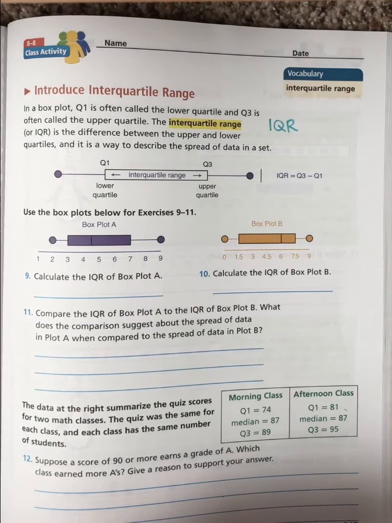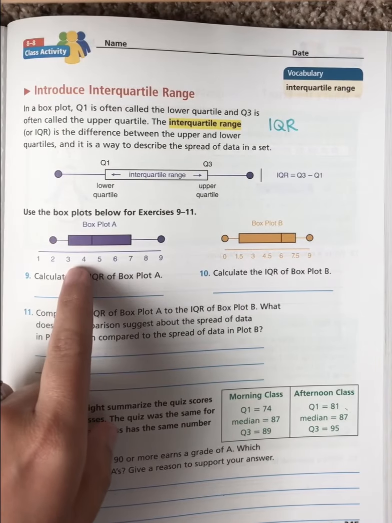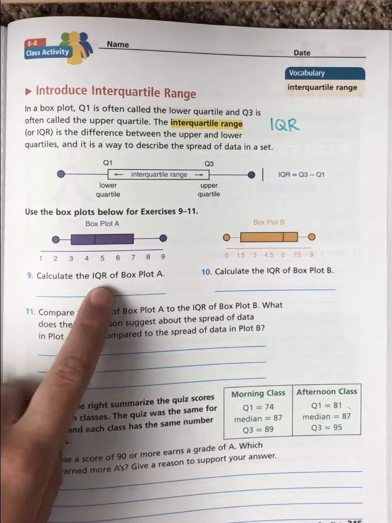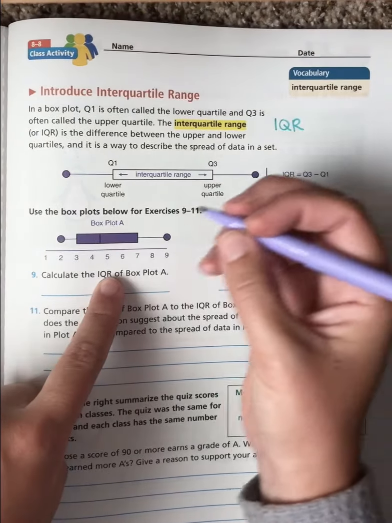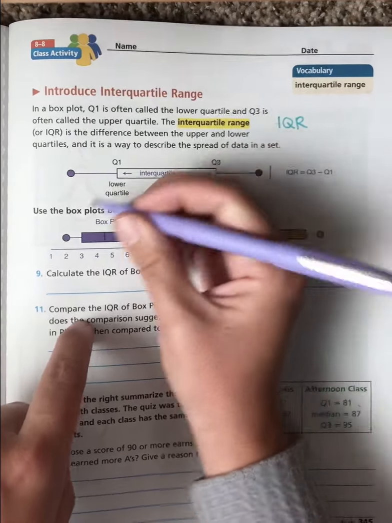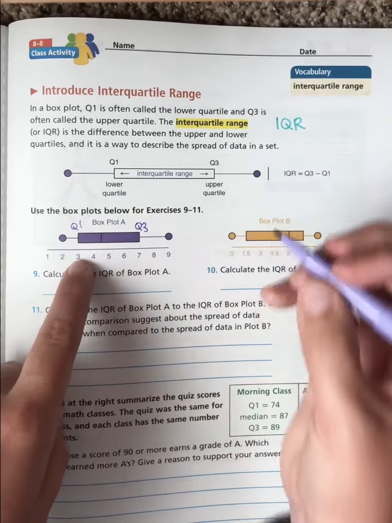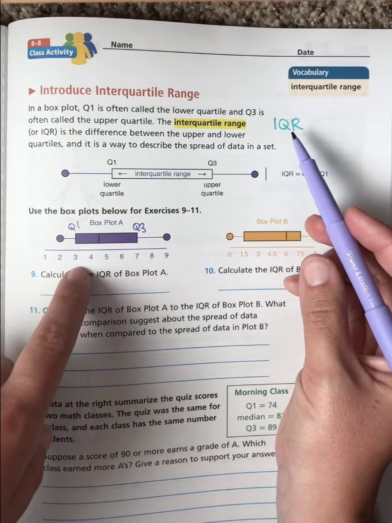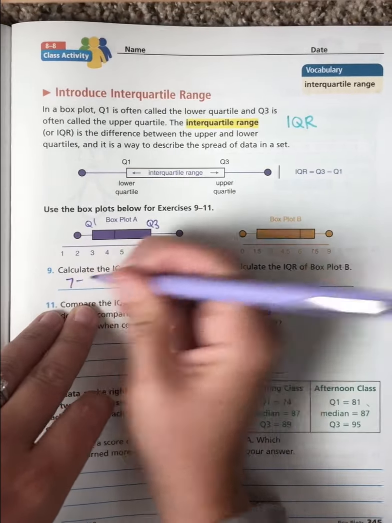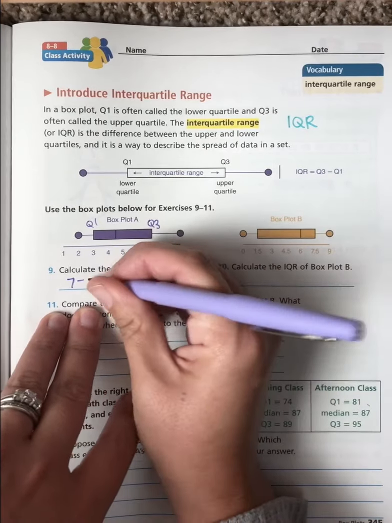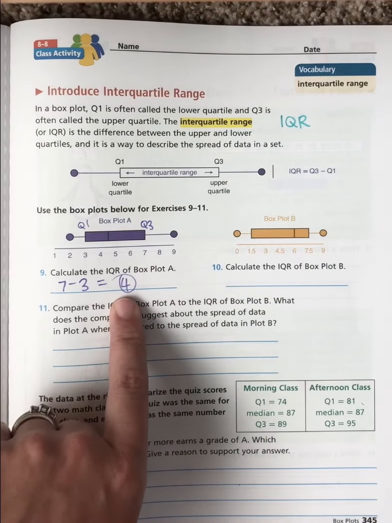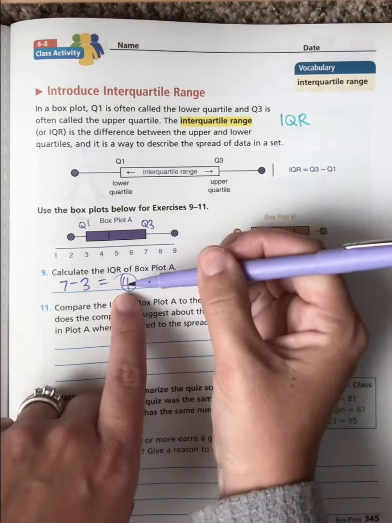So number 9 says we're going to use the box plots right here to answer these questions. Calculate the IQR of box plot A. So for this one, we have the quartile 3, which is 7, quartile 1, which is 3, and if you want to calculate the IQR, or the interquartile range, you take your high point of your box, which is 7, you take your low point of your box, which is 3, and you subtract them. What is 7 minus 3? 4. So the IQR, the interquartile range of box plot A, is 4.